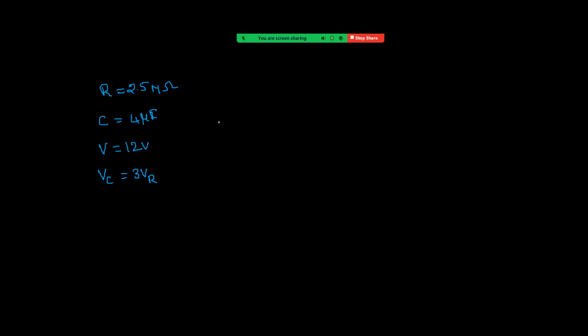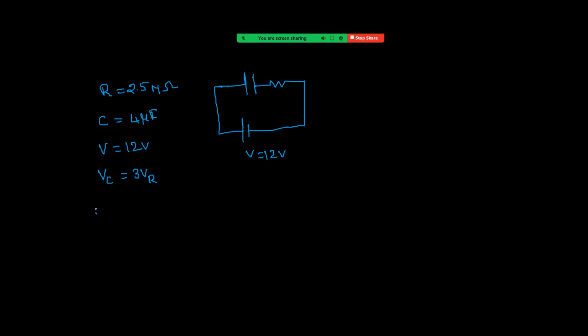Okay, let us make a diagram for this one. A capacitor and a resistor, and this is a battery, right? So the EMF, which is equal to 12 volt. So first we have to focus on how to find the value of VC.